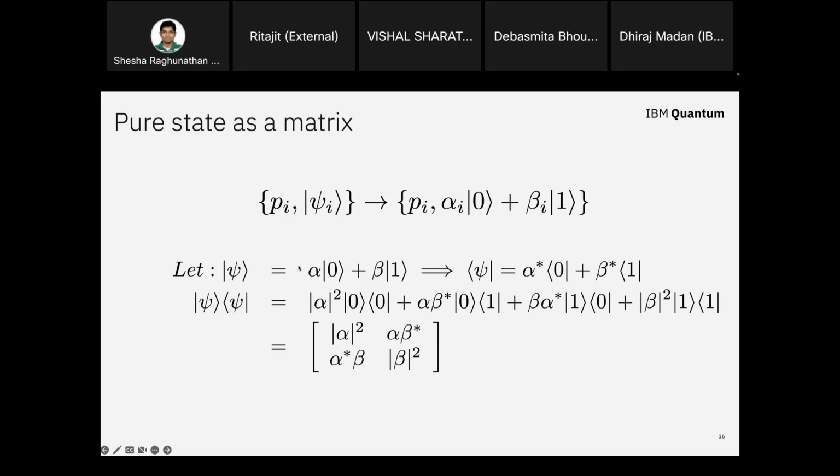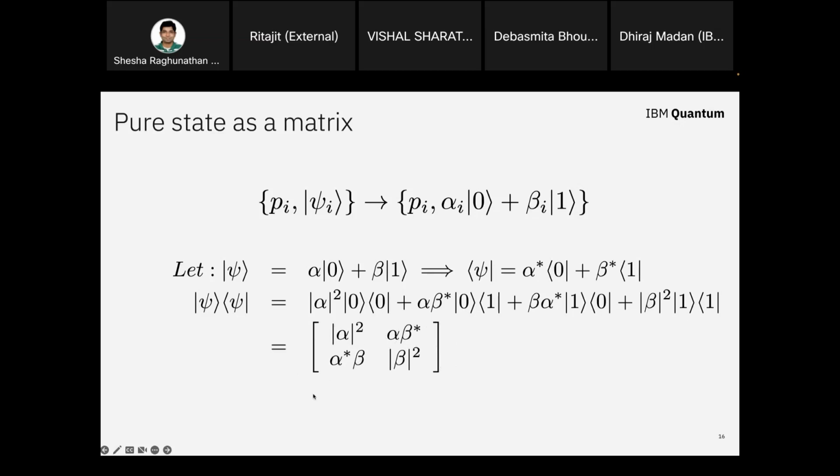When you do that, with simple linear algebra, you will find that it's mod alpha square |0><0|, plus alpha beta star |0><1|, plus beta alpha star |1><0|, and beta square |1><1|. If you work this out, it's a simple matrix where the |0><0| state corresponds to the top left, the |1><1| state corresponds to the bottom right, and the cross terms |0><1| represent the top right and |1><0| the bottom left. You see this represented. The diagonals are called the probabilities and the off diagonals are the transition probabilities.